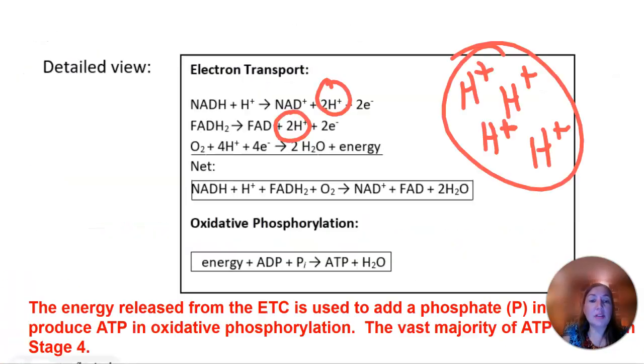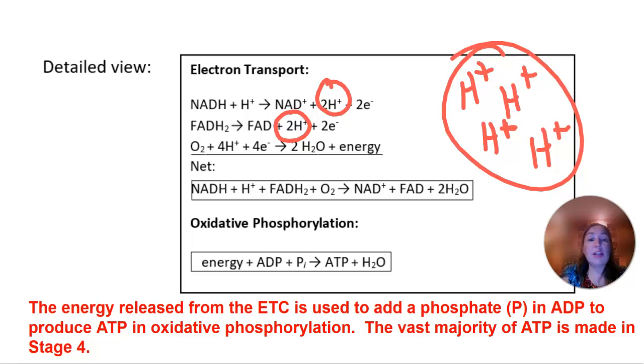Let's go back to that for just a second. If we go back to the net reaction here, NADH and FADH2 are being oxidized by oxygen. The oxygen is going to get reduced. These coenzymes, NADH and FADH2, are going to go back to their oxidized forms, NAD plus and FAD, and oxygen itself is being reduced. Okay, so they're being oxidized.